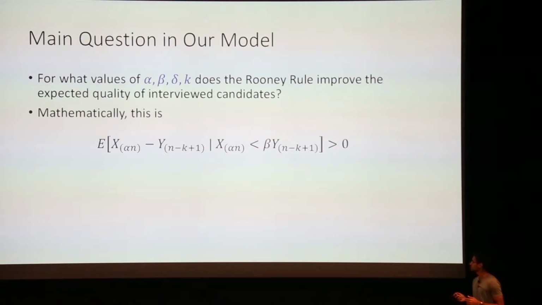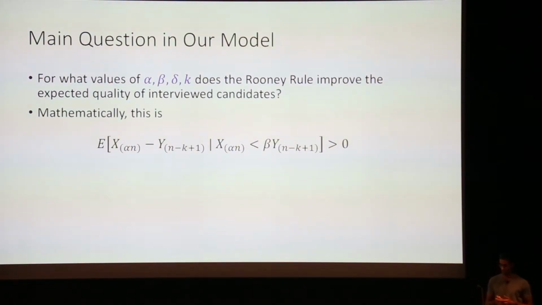Okay, so what this is saying is, conditioned on the fact that none of my top k candidates in my ranking was an x candidate, what is the effect that the Rooney rule has? Because I'm swapping in this best candidate for the kth best y candidate. Right? So this is exactly the thing that I was hoping to solve for.